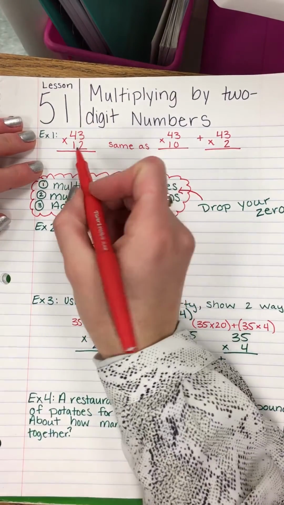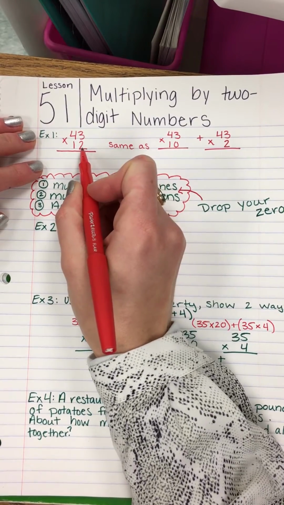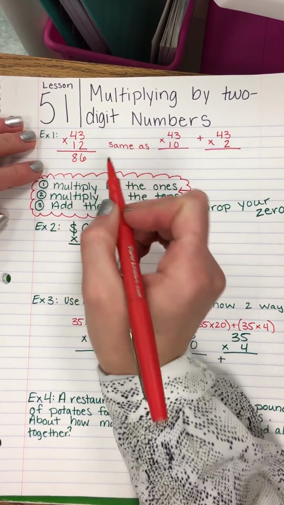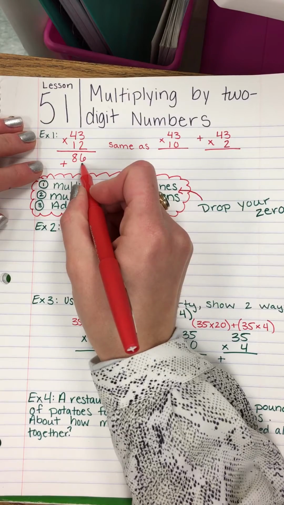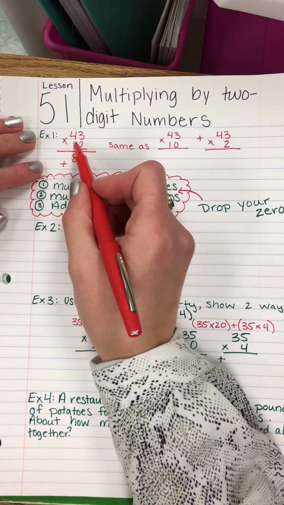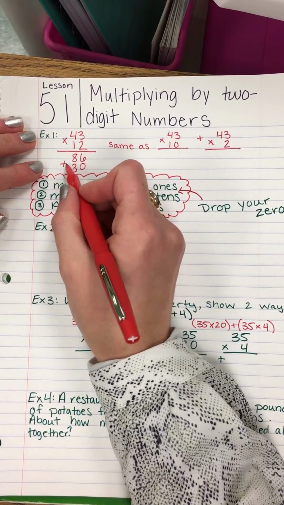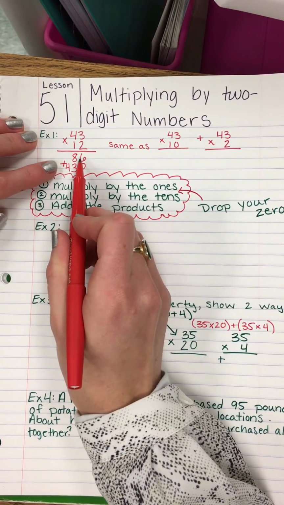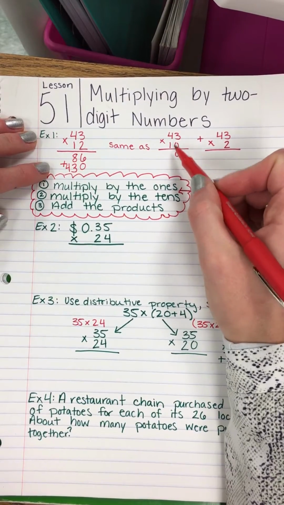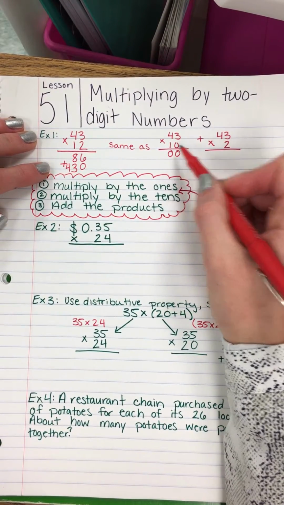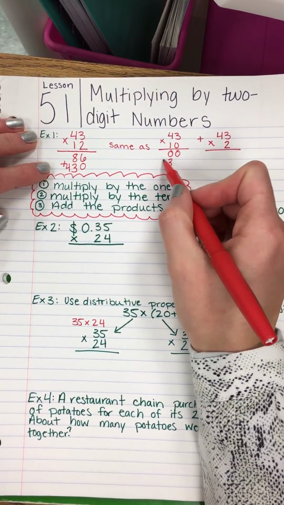So 2 times 3 is 6, and 2 times 4 is 8, and then we have to add the tens. 1 times, so we put a 0 down here to save our place, and then 1 times 3 is 3, and 1 times 4 is 4. So we will have 430 plus 86, which is the same as 0 times 3 is 0, and 0 times 4 is 0, and then 1 times 3 is 3, and then 1 times 4 is 4.